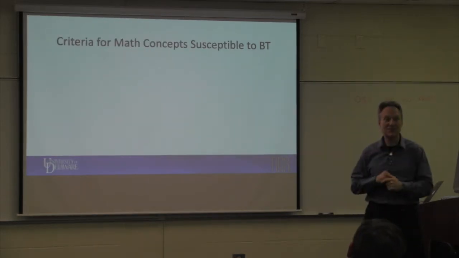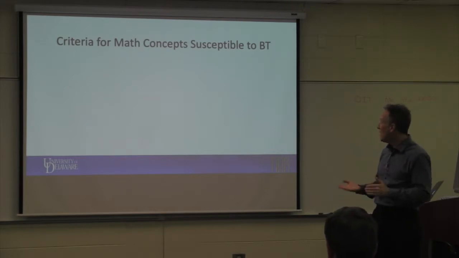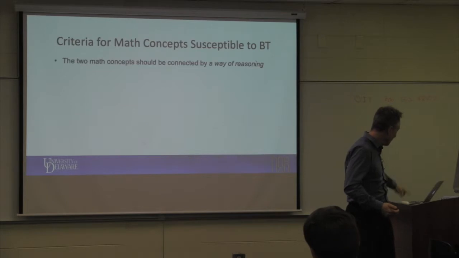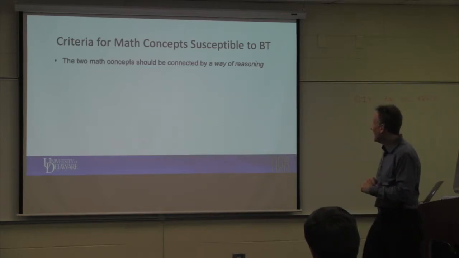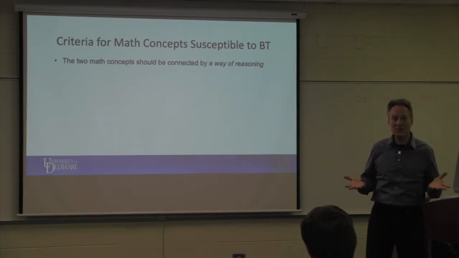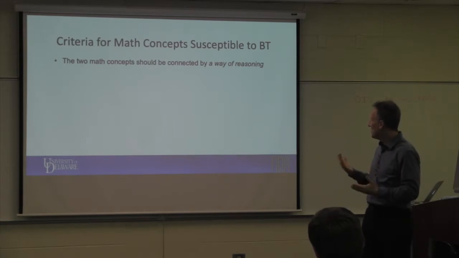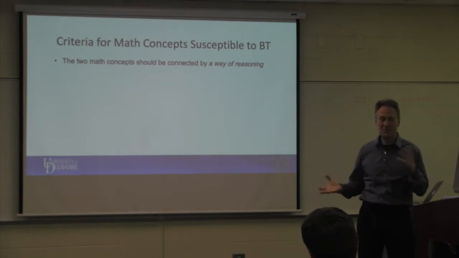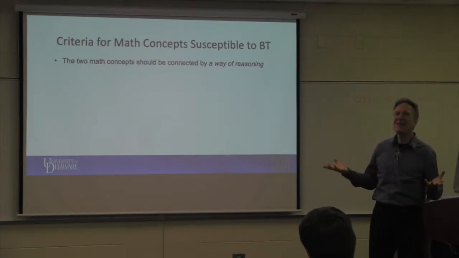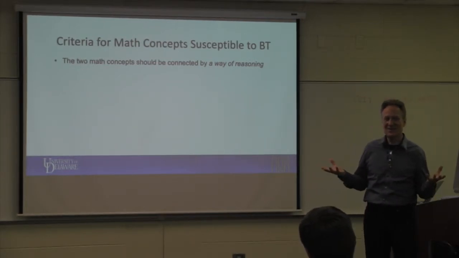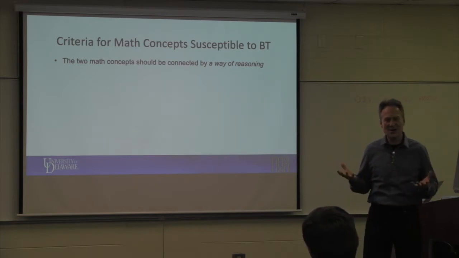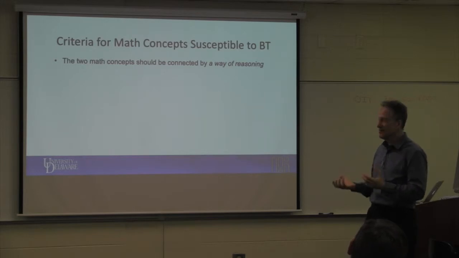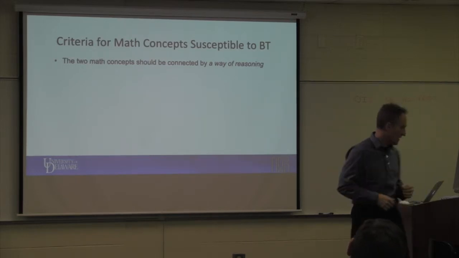Okay, I also think there are certain criteria for math concepts that are more susceptible. For instance, I think that in order for you to have backward transfer, the two math concepts should be connected by some way of reasoning. I think any two math concepts are connected, but if there's not a strong way of reasoning that connects the two concepts, then I probably would think that you might not notice a backward transfer effect.